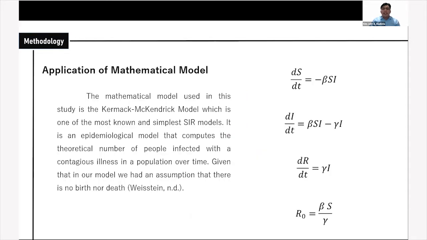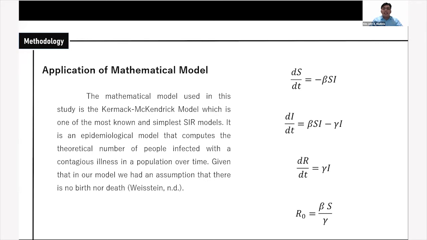Application of the mathematical model. The mathematical model used in this study is the Kermack-McKendrick model, which is one of the best known and simplest SIR models. It is an epidemiological model that computes the theoretical number of people infected with a contagious illness in a population over time, given that in our model we had an assumption that there is no birth nor death. The model consists of three coupled nonlinear ordinary differential equations as shown in the presentation here, where t is time and S is the number of susceptible people, I is the number of people infected, and R is the number of people who have recovered and developed immunity to the infection. Beta is the infection rate and gamma is the recovery rate.